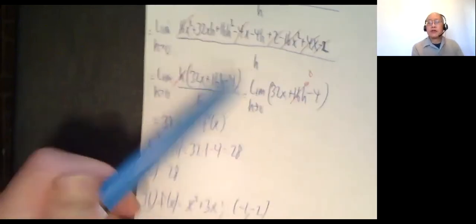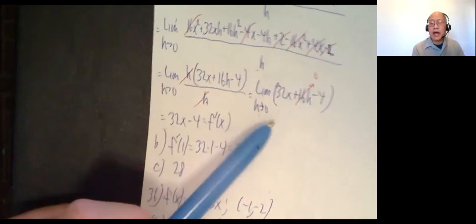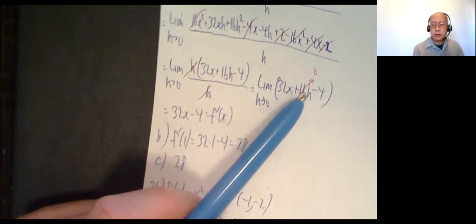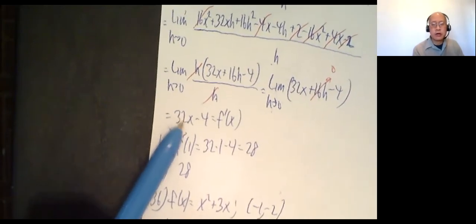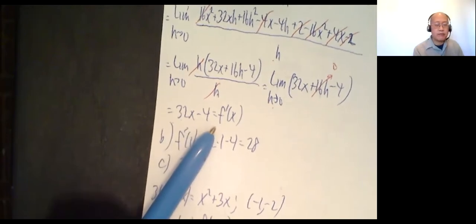Okay, now that I have no h on the bottom, well, there is no bottom, I can just plug in 0. So plug in 0, 16 times 0 is 0. So final answer is 32x minus 4. So the derivative function is 32x minus 4. That's my f prime of x.